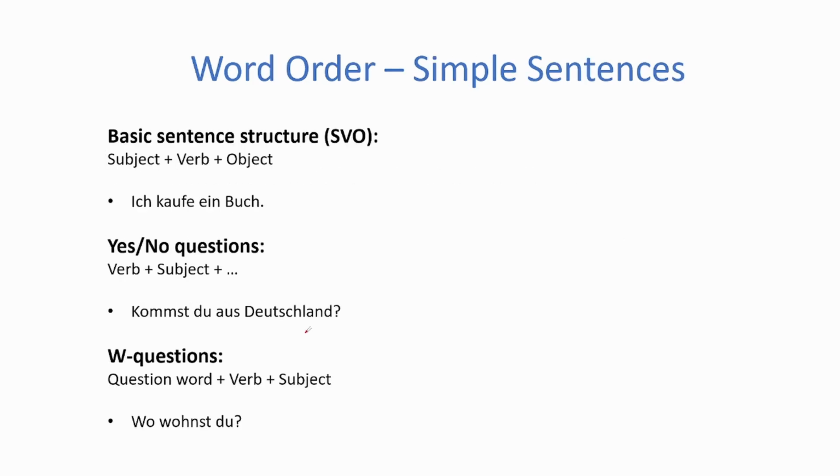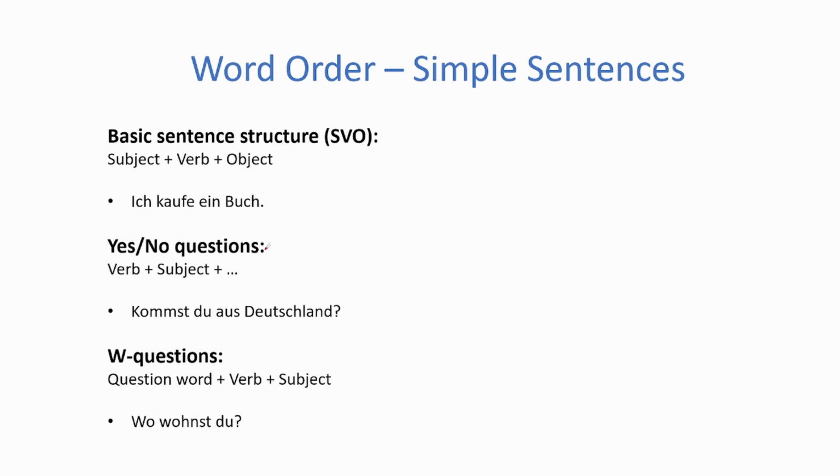Now, in this slide, we will see how we form a simple sentence in German. First is basic sentence structure. The basic sentence structure is formed like this. We use subject first, then verb, then object. For example, ich kaufe ein Buch, where ich is subject, kaufe is verb, and ein Buch is object.